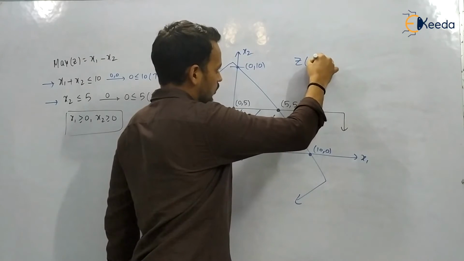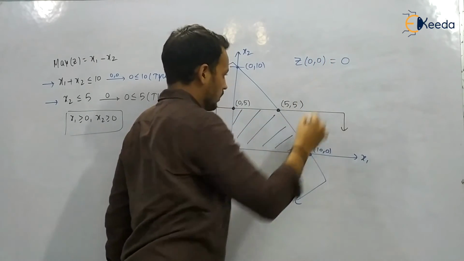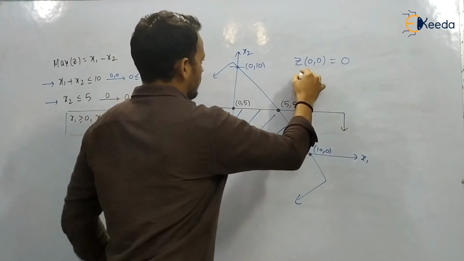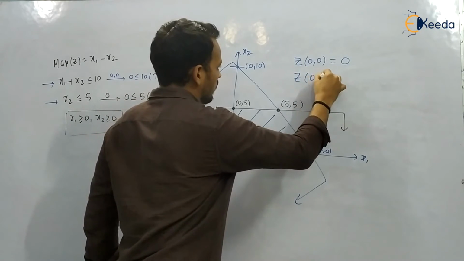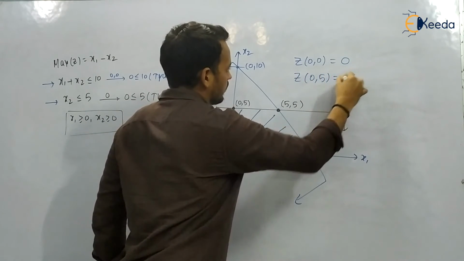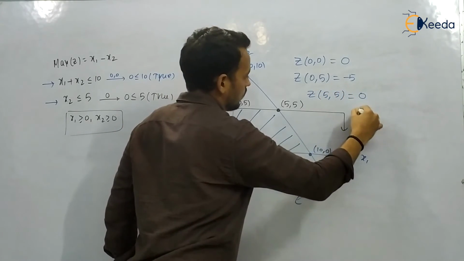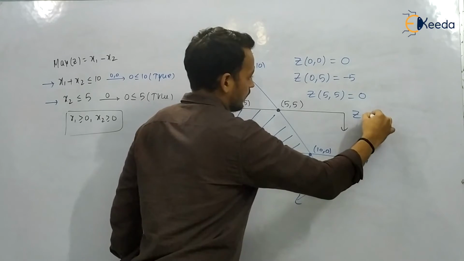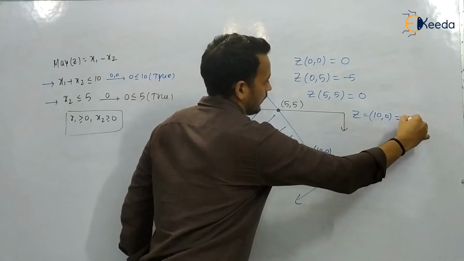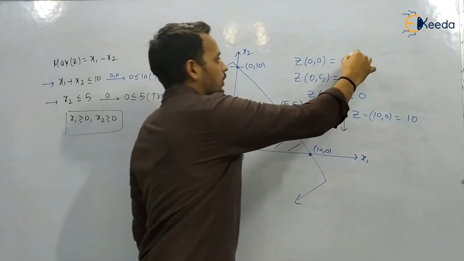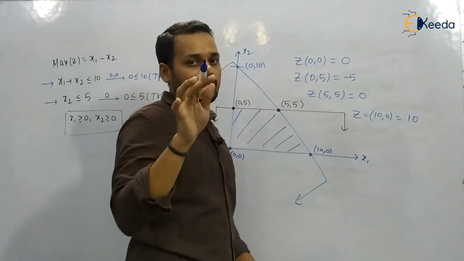So the first corner point is 0, 0. We will get 0. Look at the objective function. The next one is 0, 5. We will get -5. The next one is 5, 5. We will get 0. And the next one is 10, 0. So we will get 10.